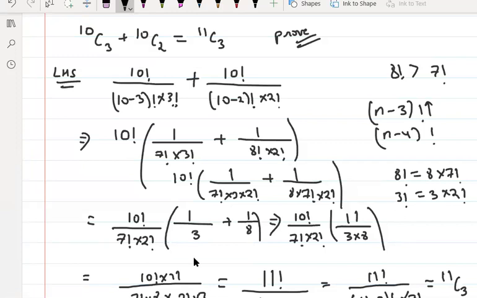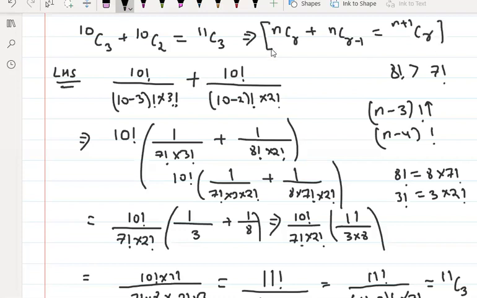This is one property. So what is the general property? General property is this: nCr plus nC(r minus 1) is equal to (n plus 1)Cr. This is your general property. Okay.